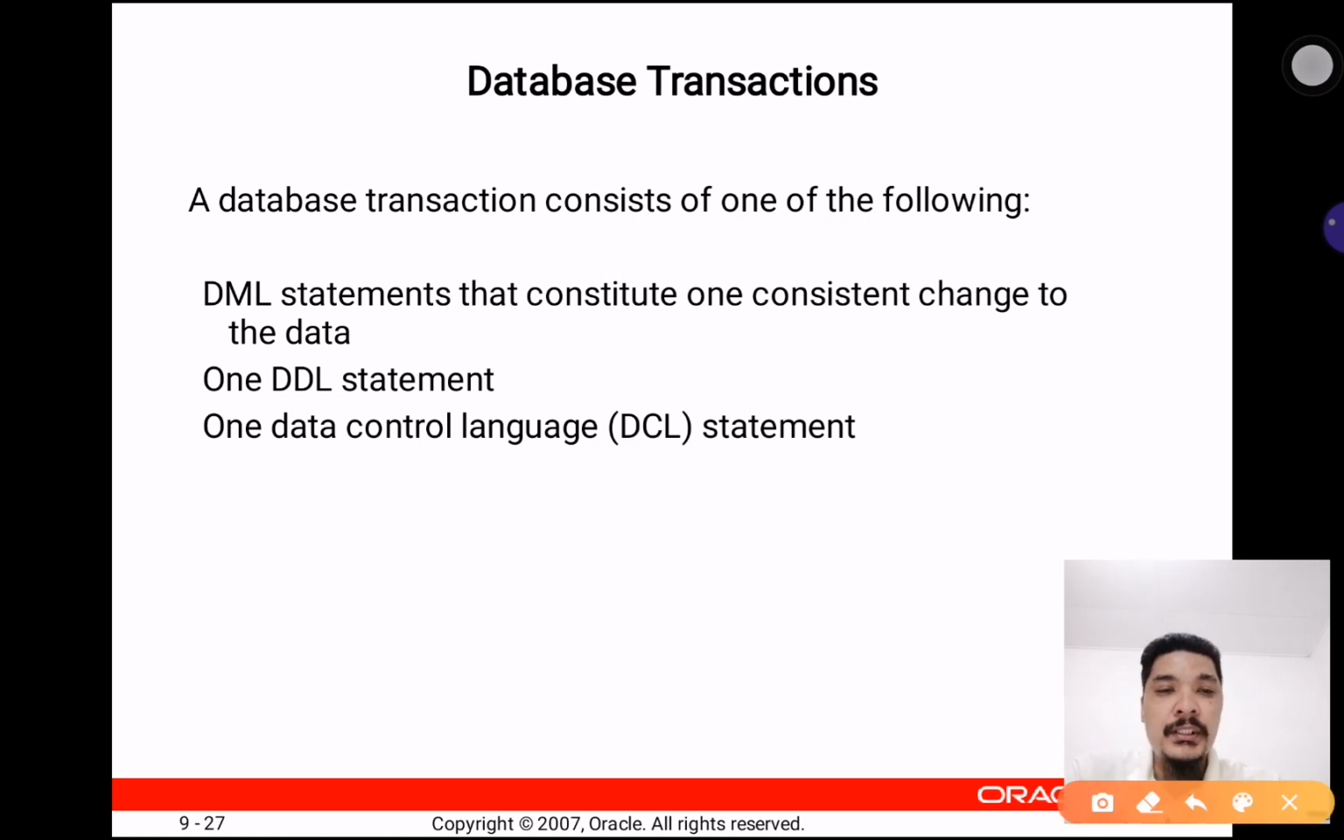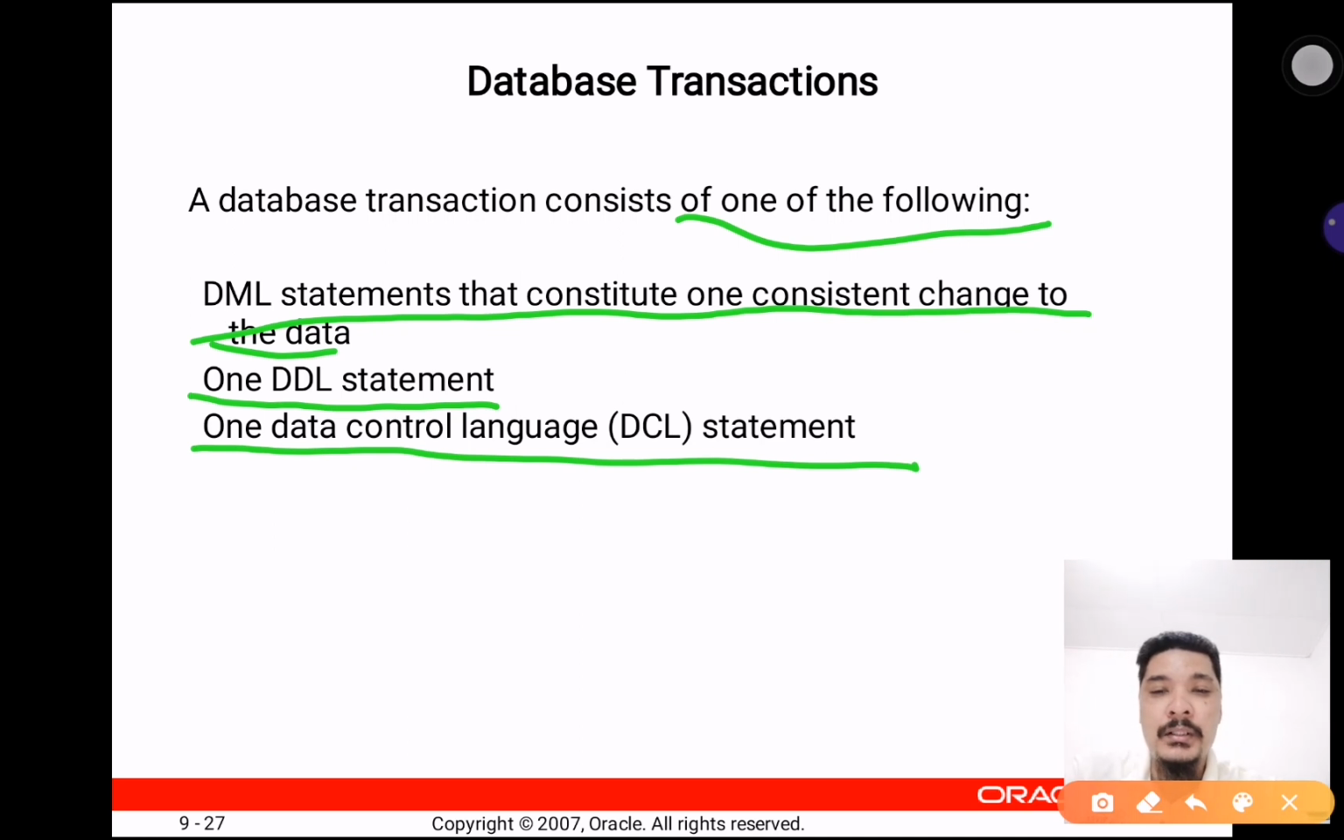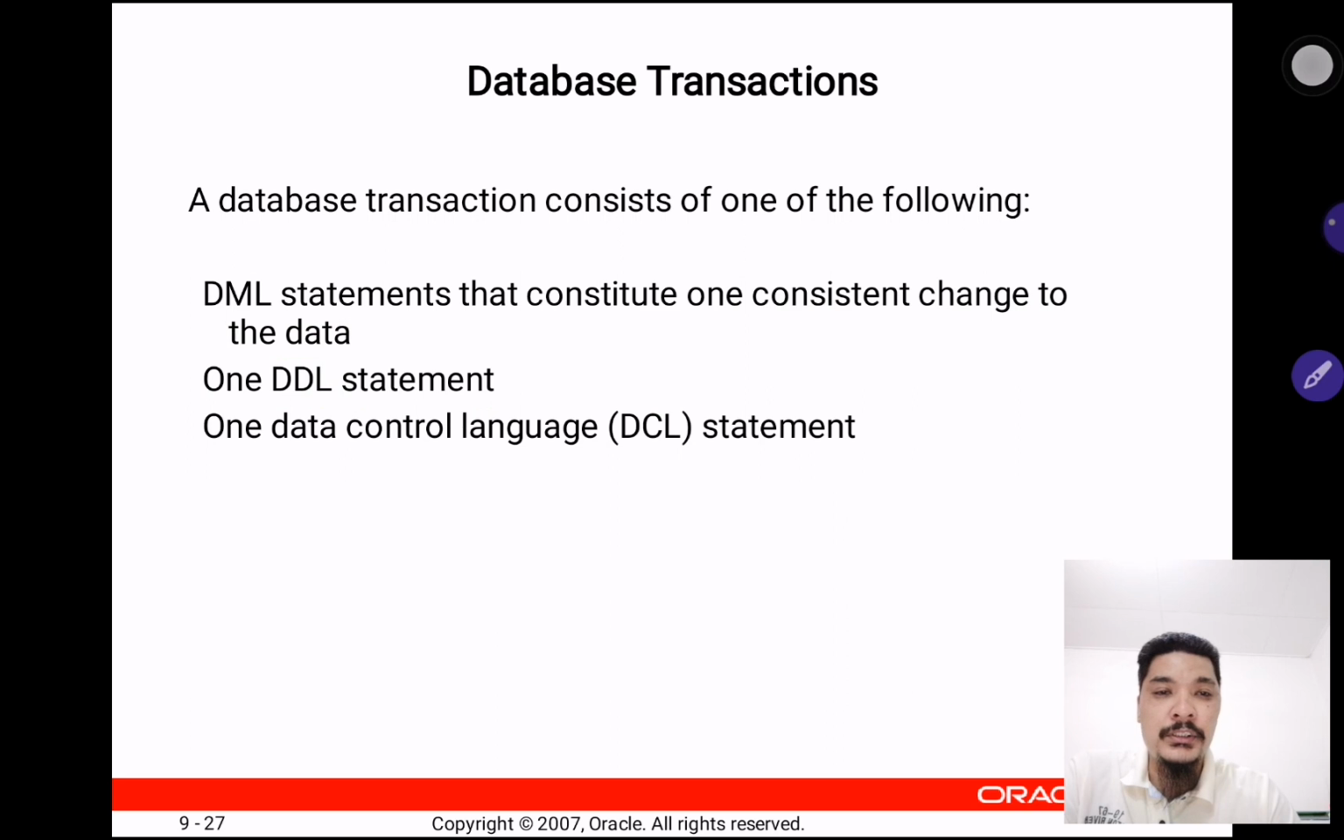Database transaction. A database transaction consists of one of the following: DML statements that constitute one consistent change to the data, one DDL statement, and one data control statement. So we have 1, 2, and 3 here. That is for the database transaction. Next.